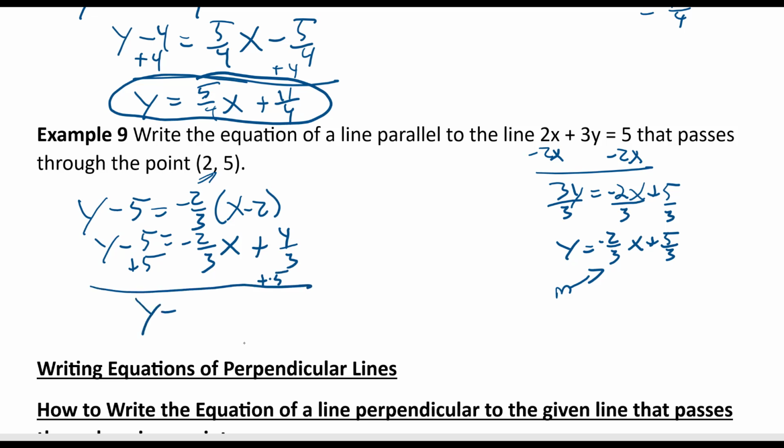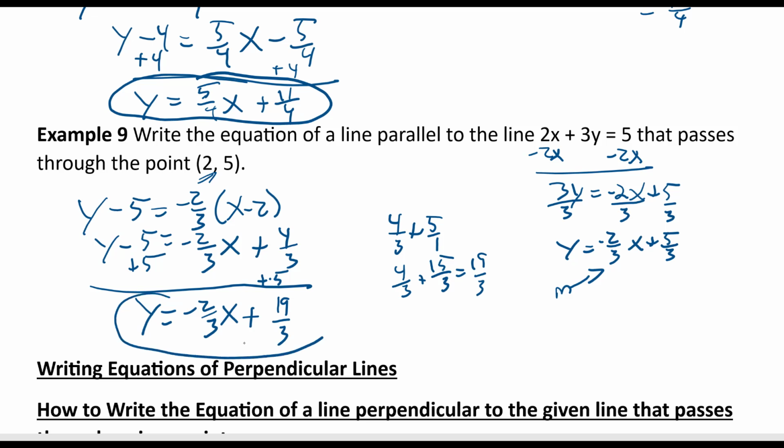So y equals negative 2/3 x, and we're adding 5. Yep. So it's going to be plus. So we have 4/3 plus 5/1. That's 4/3 plus 15/3 to give us 19/3. And there's our slope intercept form of the line.